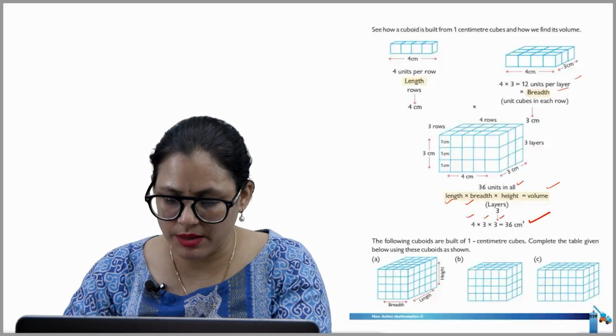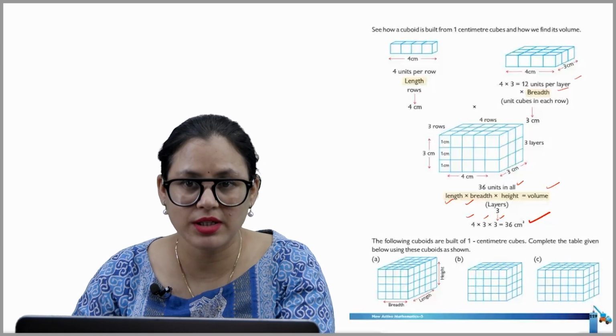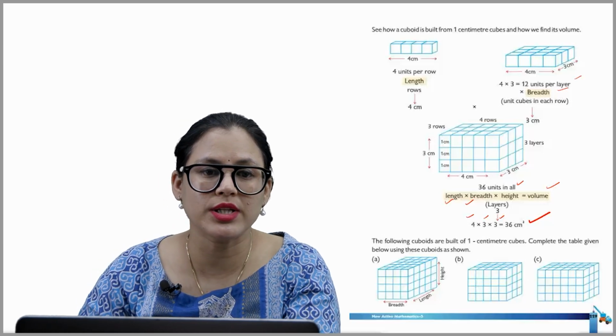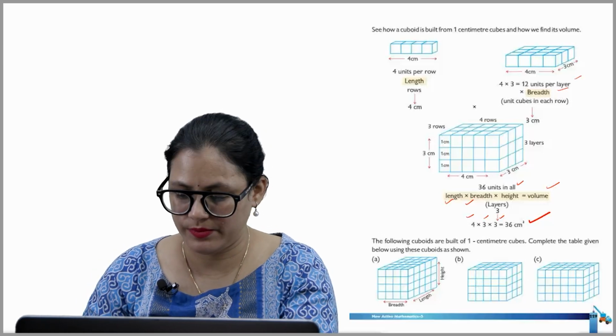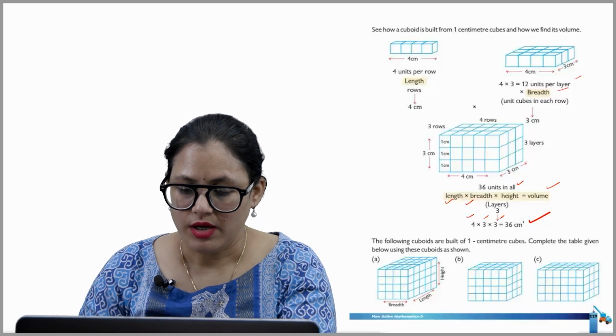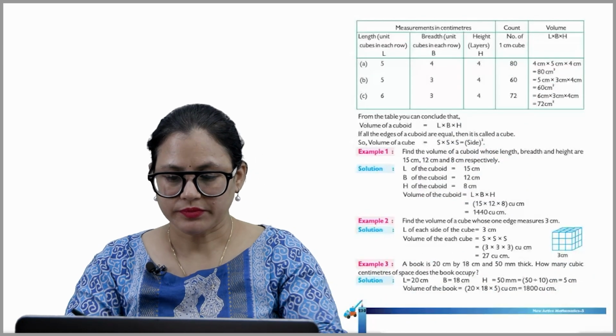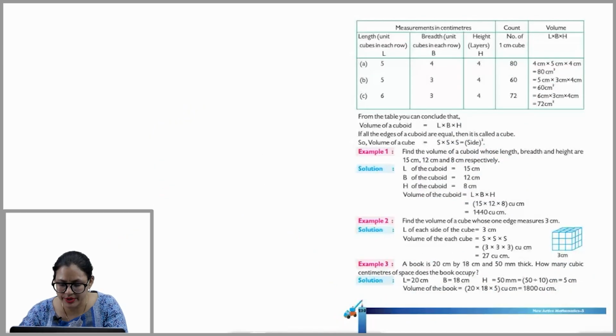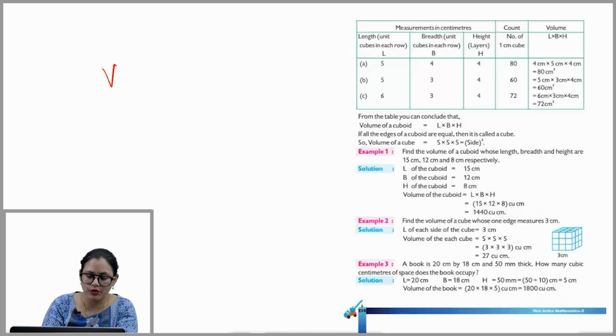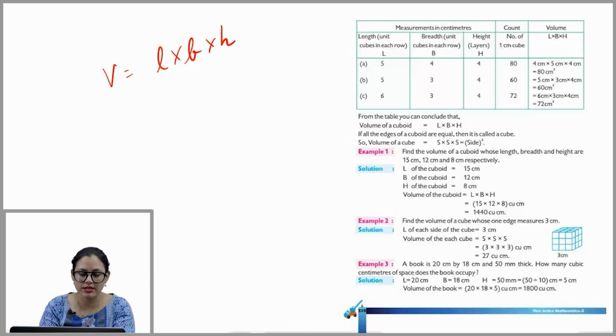The following cuboids are built of 1 centimeter cubes. Complete the table given below using these cuboids as shown. So, what will you do here? See, length is given, breadth is given, height is given and number of 1 centimeter cubes. Volume is, what is volume? Formula of volume is length into breadth into height. By this formula we can find out the volume.